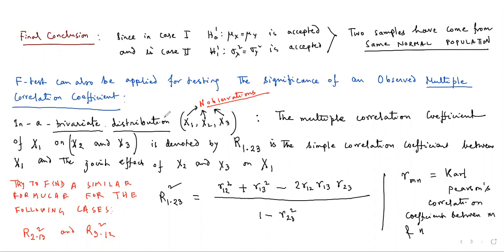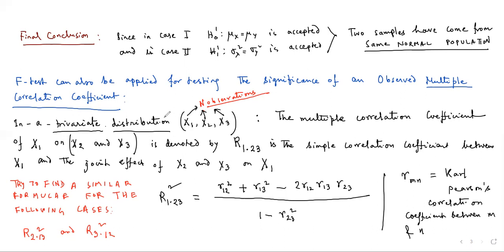I just wanted to tell you that the F-test has various other applications, but only one application has been introduced in your syllabus. Likewise, just like multiple correlation, there is another correlation called partial correlation. I'm not going to tell you what it is, but for a trivariate distribution you can also define a different type of correlation, which is called partial correlation.